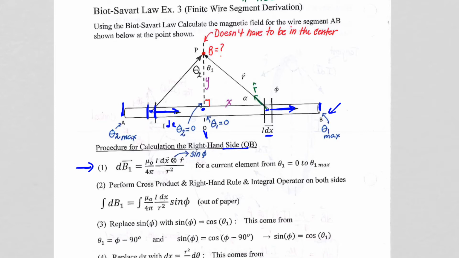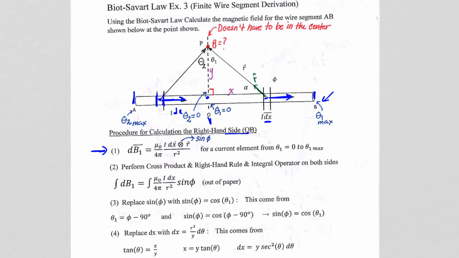So let's do it. We have the cross product. If we do right-hand side only, IDL, right, IDX cross R hat, where R hat goes from the IDL to the point in space where we want to calculate the B field. That would be IDL cross R hat. That's a thumb out of the paper. So the B field is coming out of the paper right away.